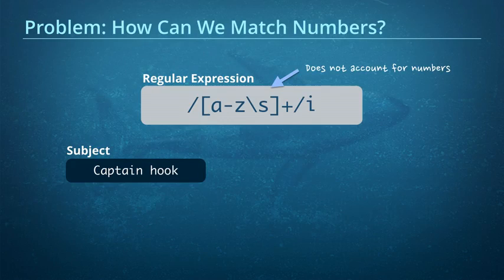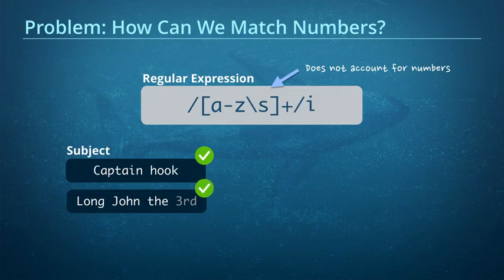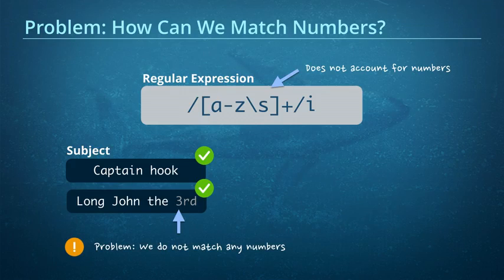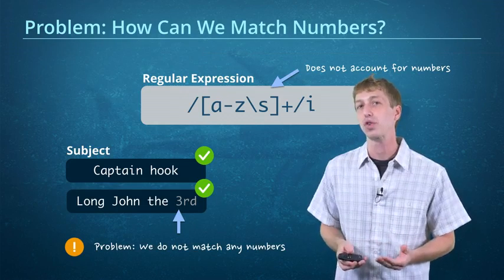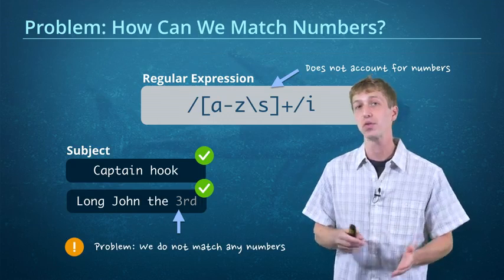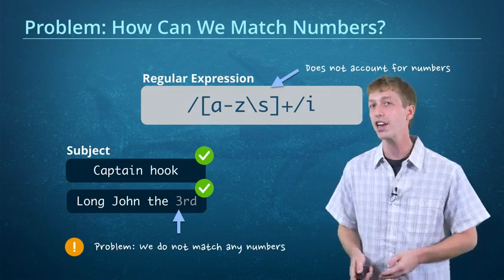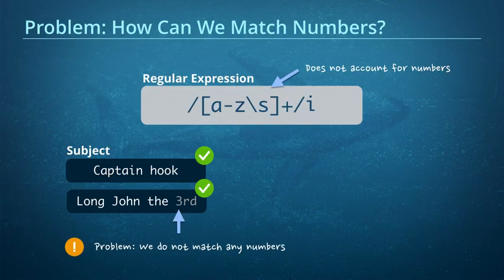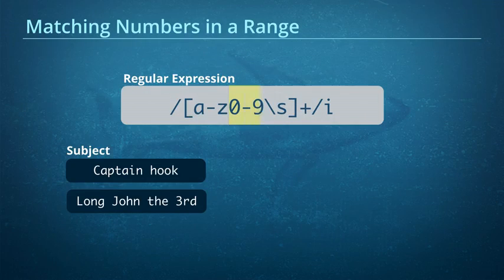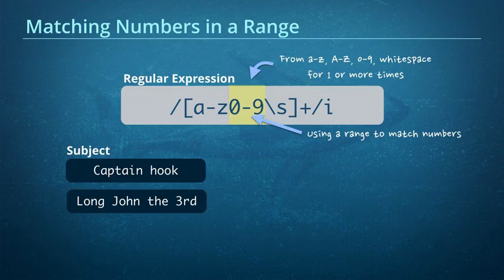Our final potential shipmate has signed up, Long John III. However, it looks like we're getting a partial match here as well. We're not matching on the number portion of his name. Well, we're not accounting for numbers right now because we have a lowercase a through z range and our \s. So let's go ahead and add another range. By adding a 0 through 9 range to our character set, we're going to match on numbers. And we now match on Long John III.